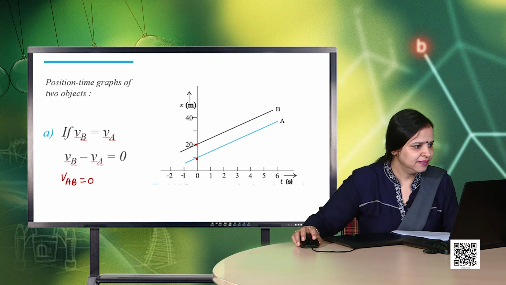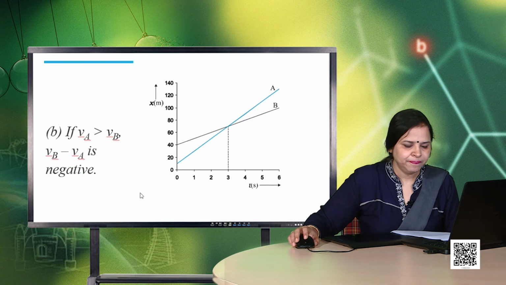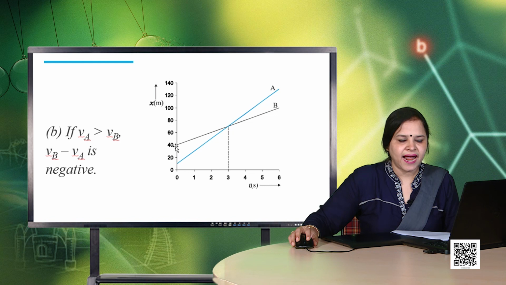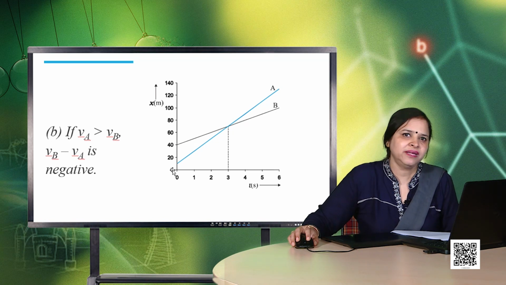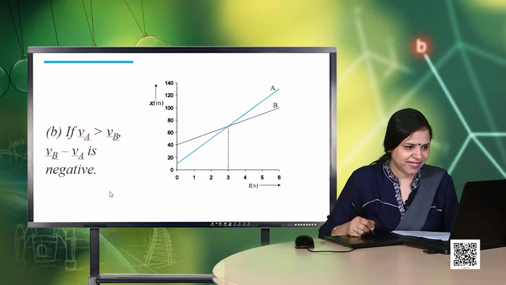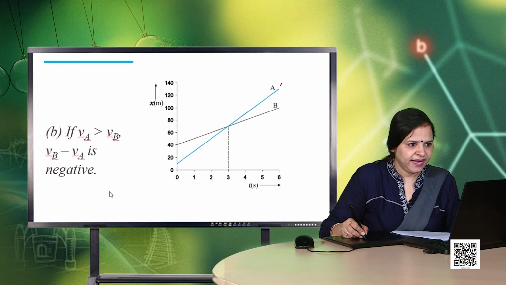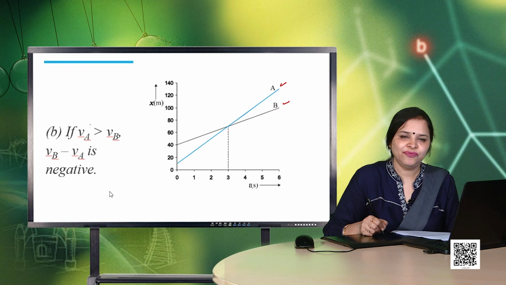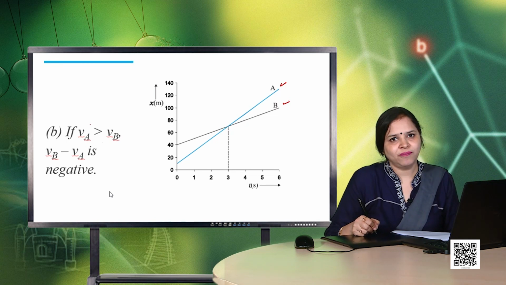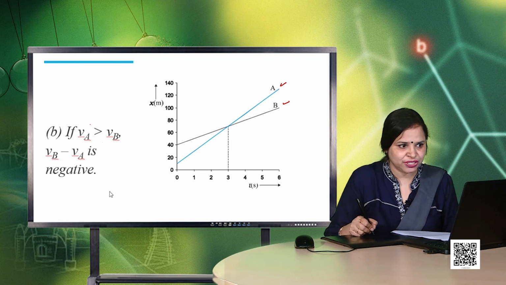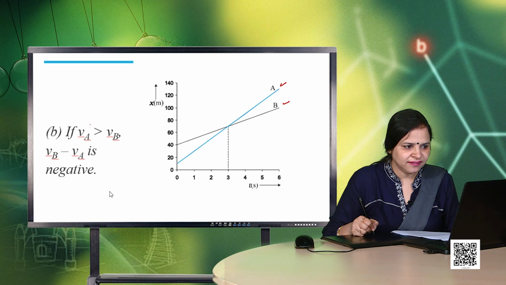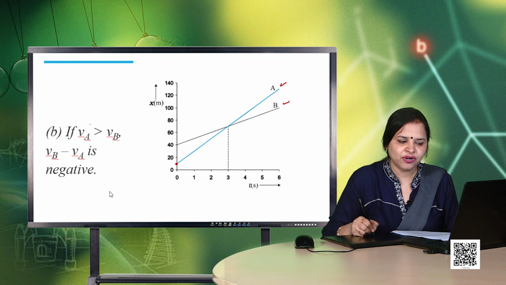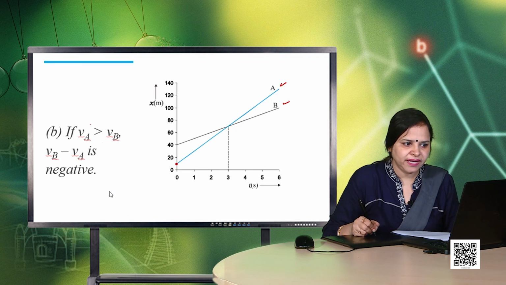Now, let us consider another such situation wherein, let us say, initially the objects are at different positions. They may be at the same position or they may be at different positions. In this situation we consider that the two objects A and B are moving with different velocities, with VA greater than VB. Here, let us say object A is at a mark of 10 meters from the origin, and object B is at a 40 meter mark from the origin initially.